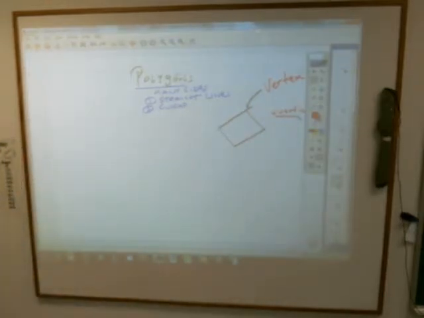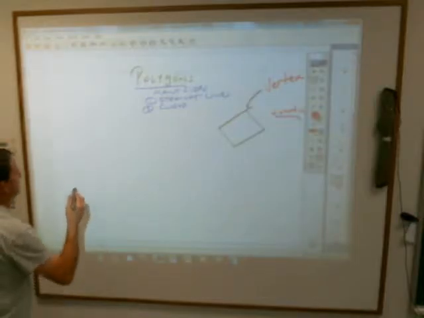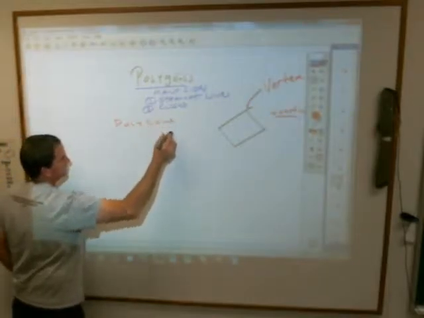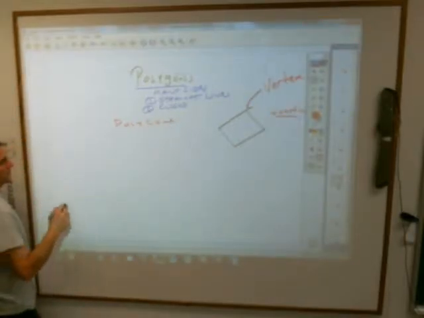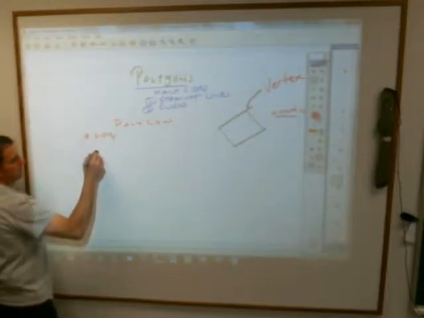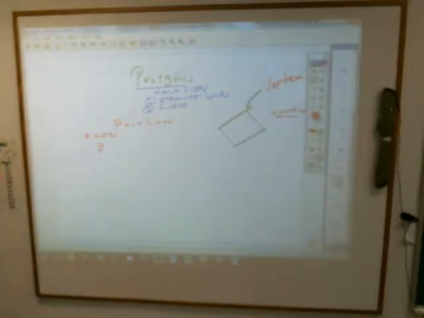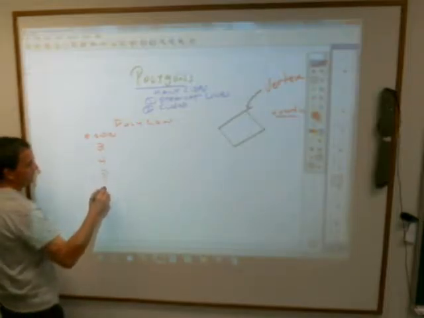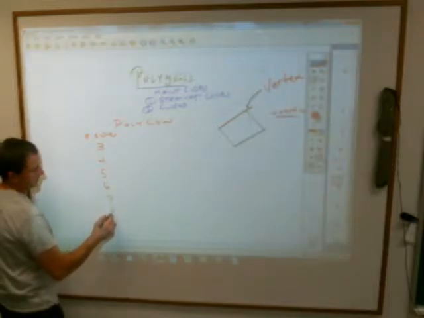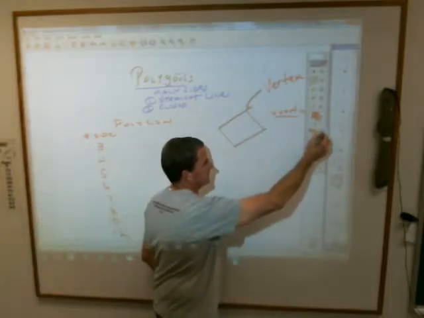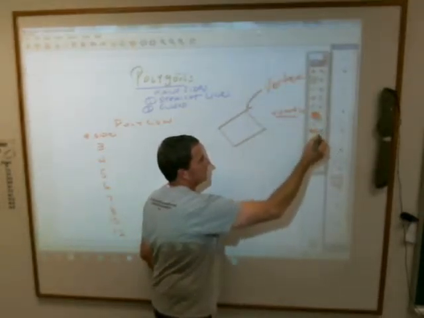So here are the names of polygons, or the ones that you need to know anyways. You know most of them. By the way, can you have a two-sided polygon? No, you can't, because you can't close something in with two sides. It has to be a straight line. 3, 4, 5, 6, 7, 8, 10, 12. We're going to name all those polygons based on how many sides they have there.